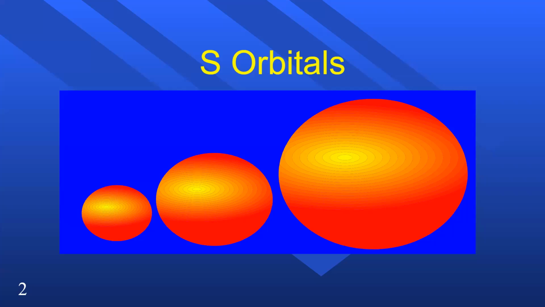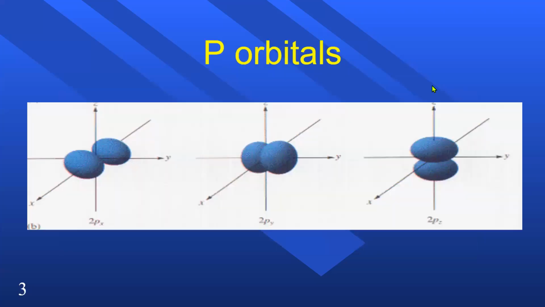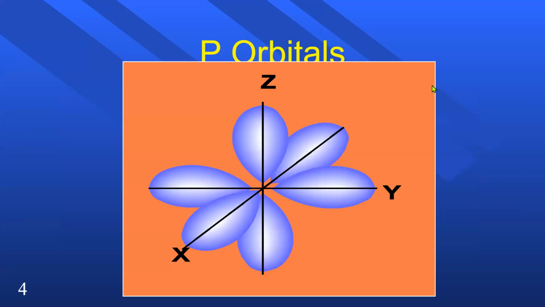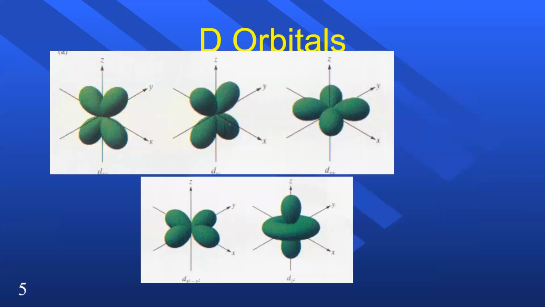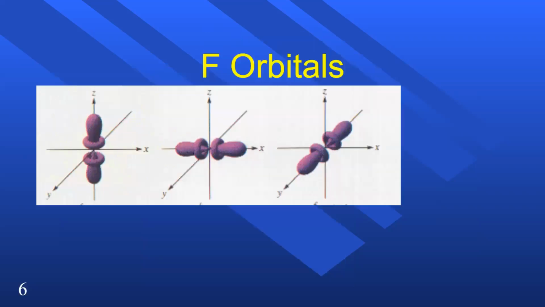Also, reminder, we'll be talking about S and P orbitals. And when we talk about S hybridization, we also include some of the D orbitals. Right?